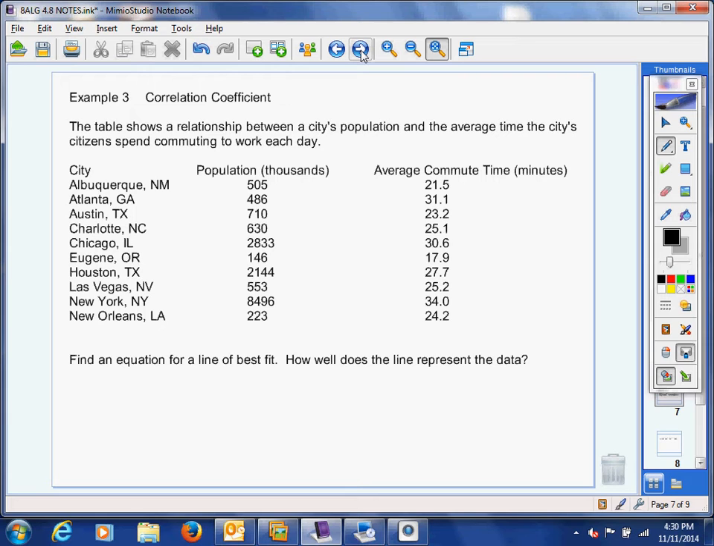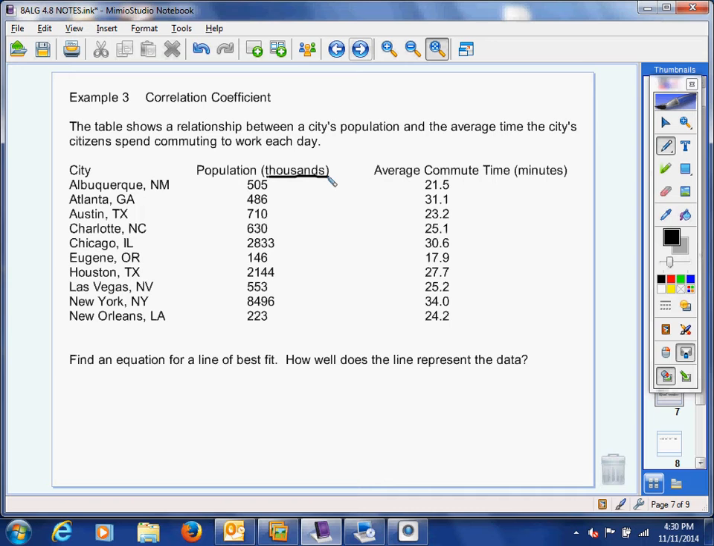Okay? Now, we're going to do example 3, correlation coefficient, and the table shows a relationship between a city's population, and that population is in thousands. So like Albuquerque, New Mexico, that doesn't mean there are 505 people. That's 505,000 people. We just don't put the extra zeros there. We do denote it up here. That's important. You need to show that we mean these numbers to be in thousands. We're not going to write the 505,000, however.